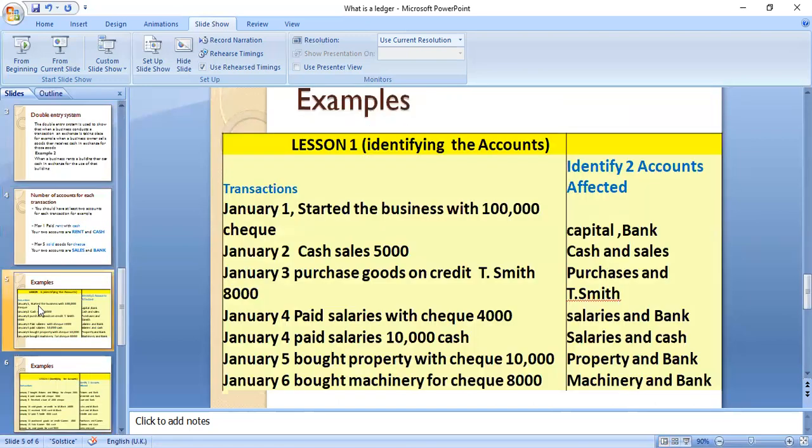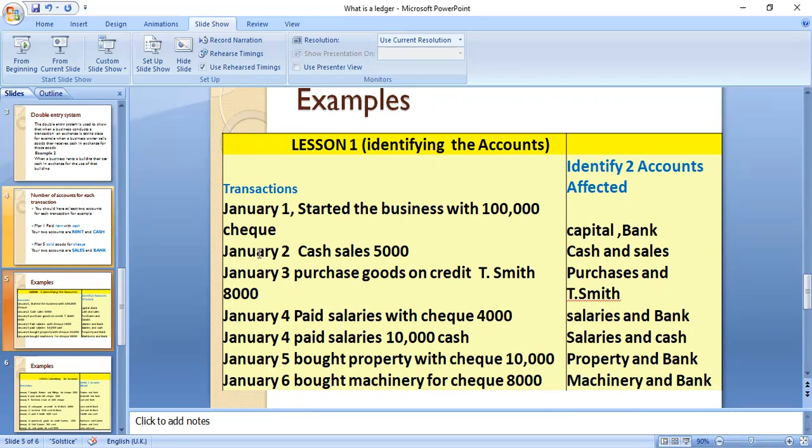So we have some more examples that we are going to go through individually. The first set is from January 1 to 6, and then the other set is going to go from the 7th to the 16th. So let us get started. For January 1, it said we started the business with $100,000 check. The money that we use to start the business is always called capital, right? And check is referred to as bank. So that is our first two accounts, all right?